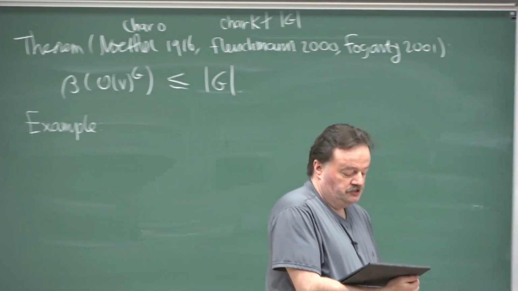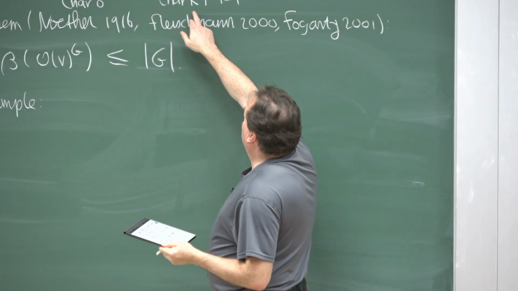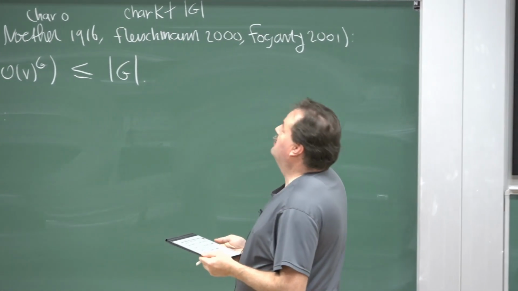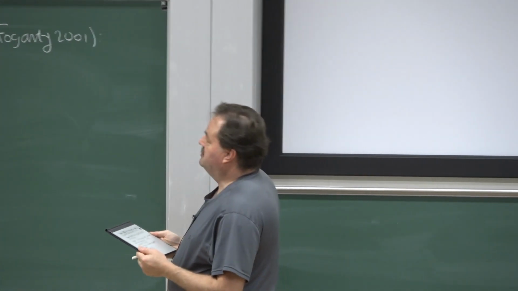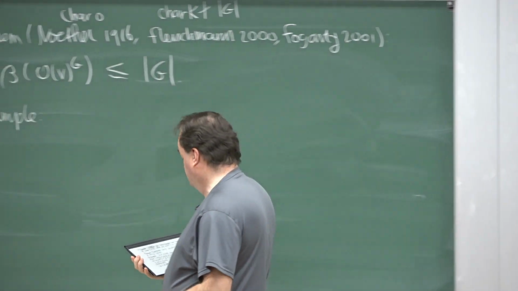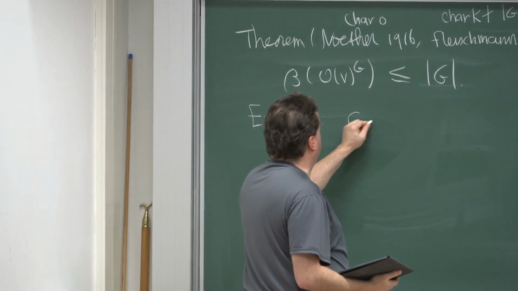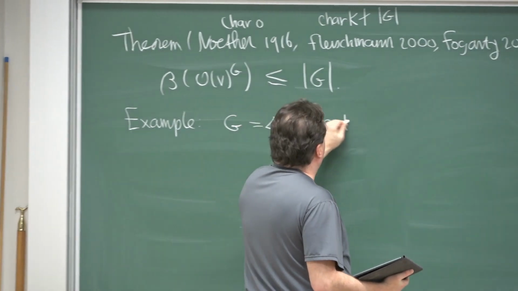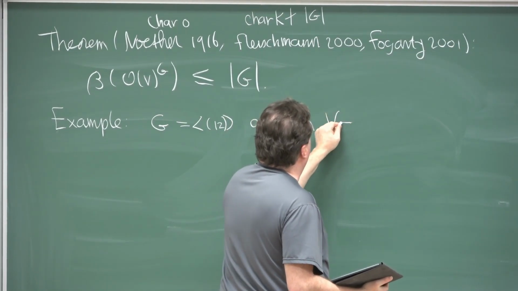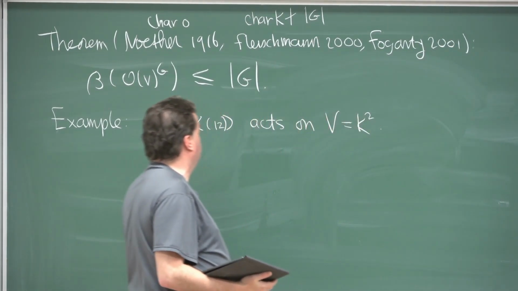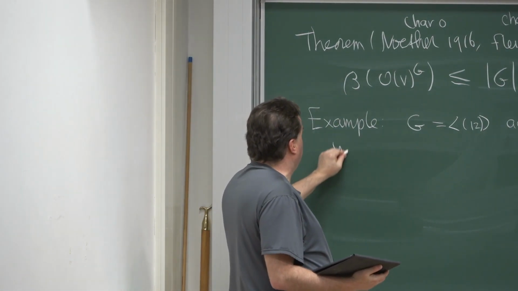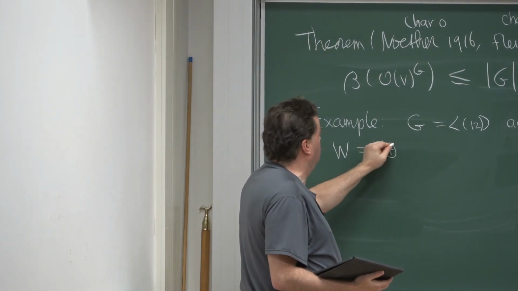And now it turns out this bound, if we're not in this case where the characteristic doesn't divide, if the characteristic does divide the group order, then this statement actually can be false. So for example, let's take G to be the group generated by a 2-cycle. So this acts on a 2-dimensional vector space again by permutations. And now let's take W, you take 3 copies.